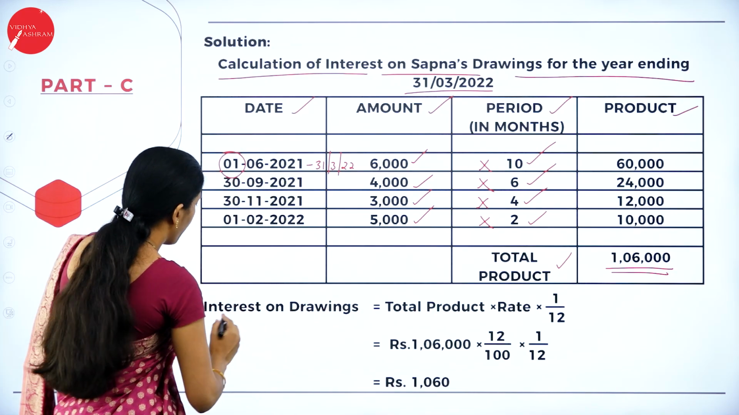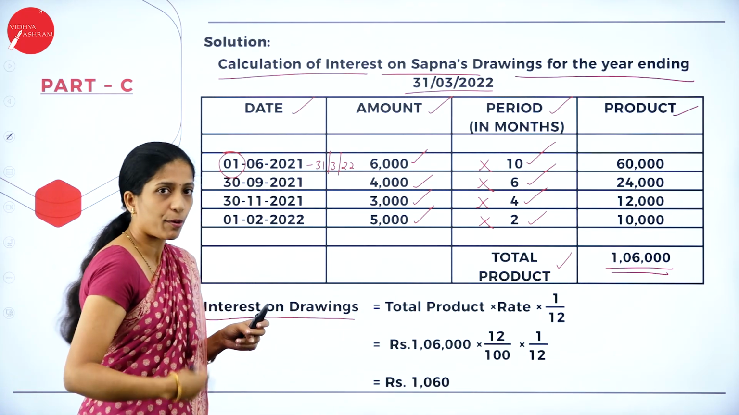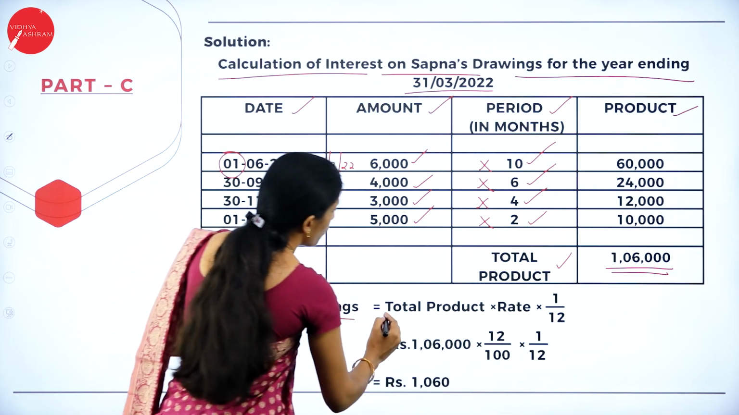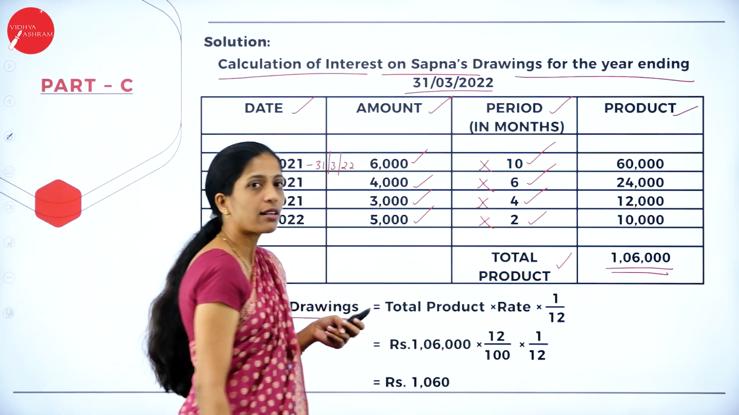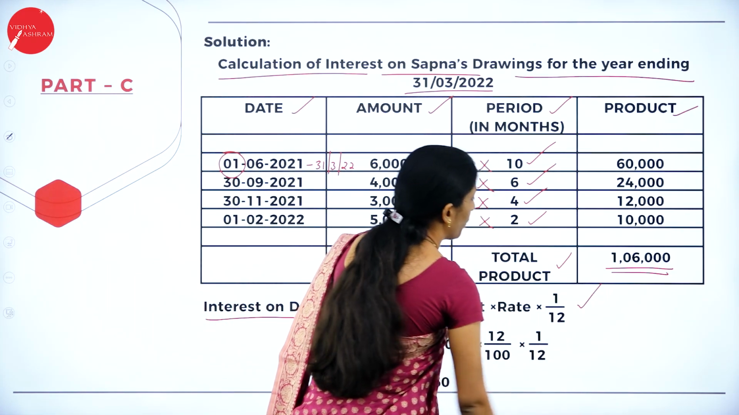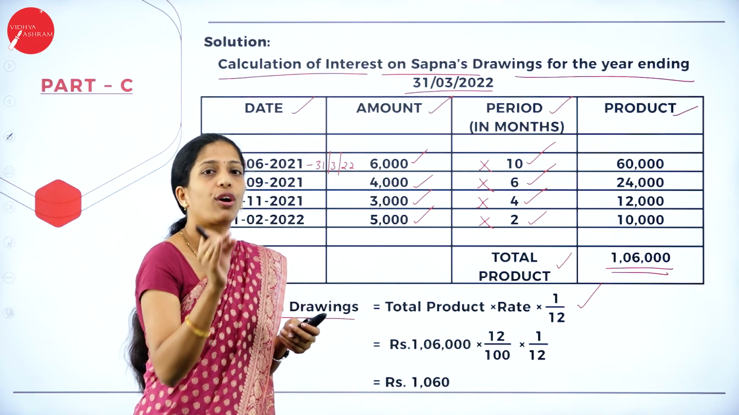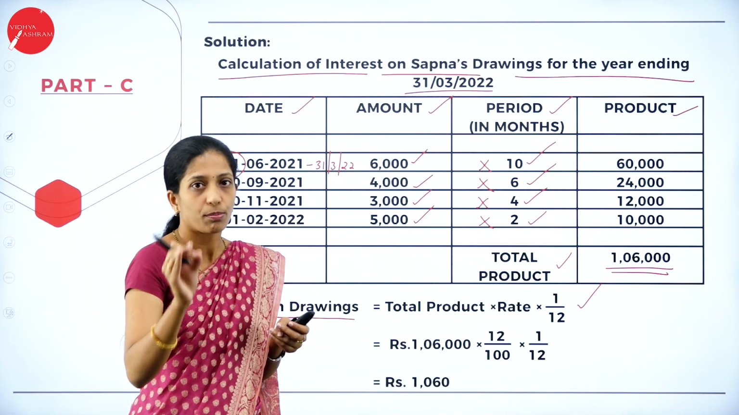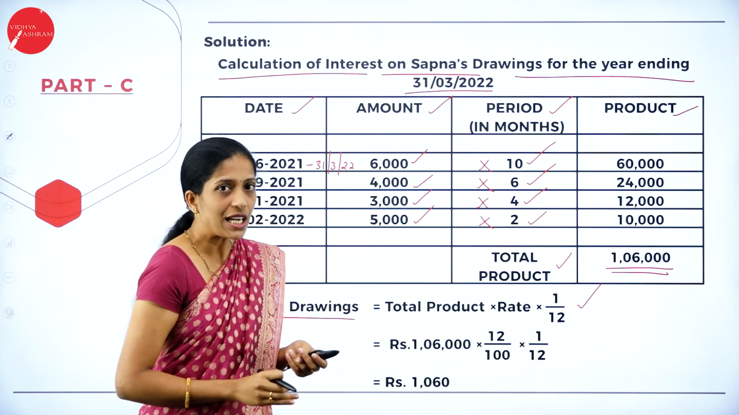Now, write the formula. Interest on drawings under product method. So, what is the formula? Interest on drawings is equal to total product into rate into 1 divided by 12. So, this 1 divided by 12 is constant for all the problem because we are going to ascertain the amount for each month. So, 1 divided by 12.